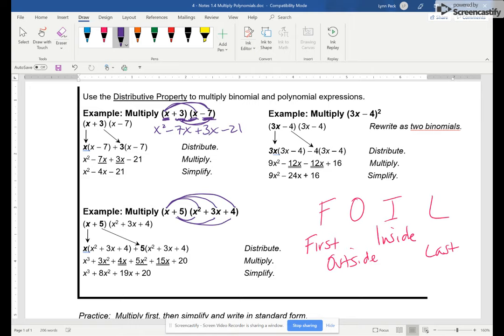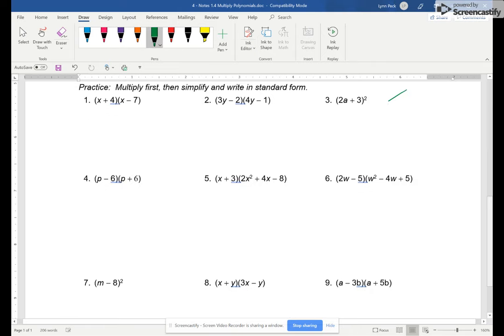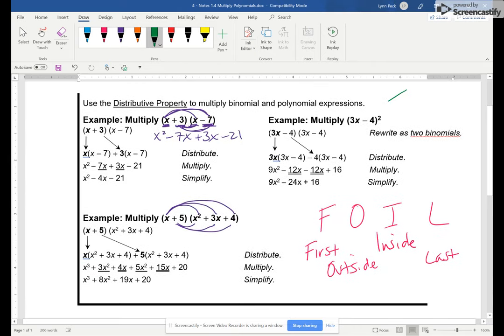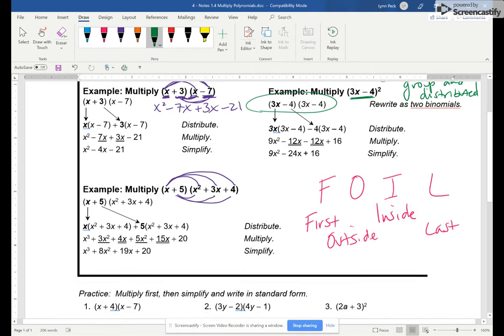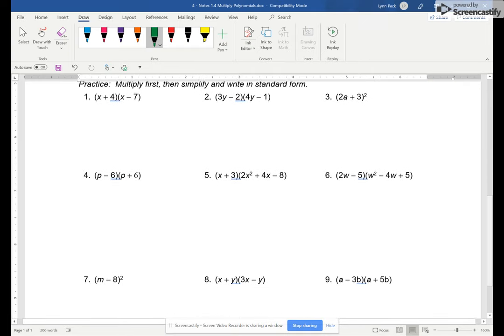The example on this sheet shows it being rewritten, which you're absolutely welcome to do. The only time you absolutely have to rewrite is when you see an exponent outside of parentheses. You have to rewrite the entire group and distribute. Exponents cannot be distributed over addition and subtraction, over polynomials, only over multiplication and monomials. So you have to rewrite this as 3x minus 4 times 3x minus 4 before you ever begin, or you'll never get it right.